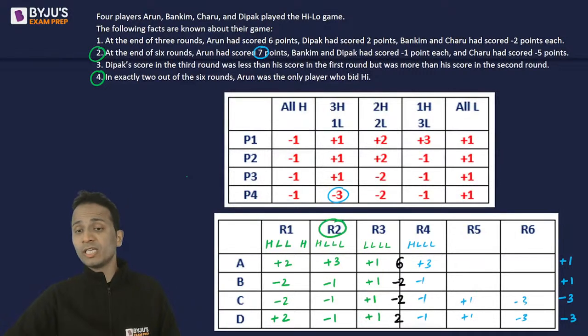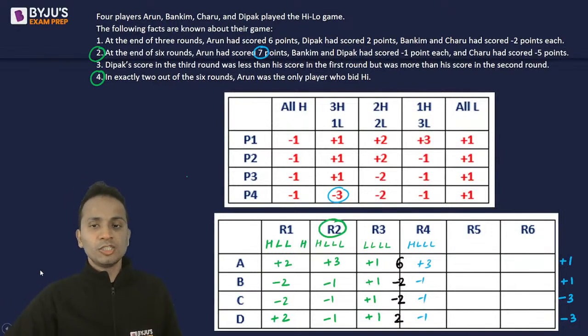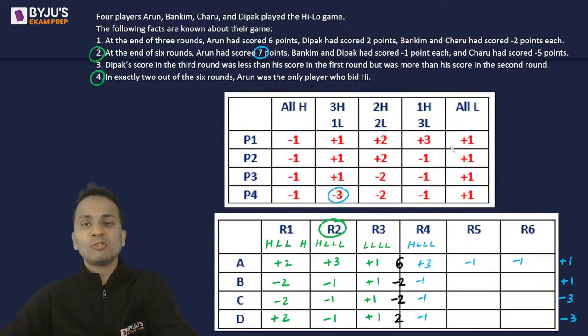So in round 6, there will be 2 players who will get -3, but 2 players cannot get -3 simultaneously. So this possibility is out. Okay. So Arun can have -1 and -1. So after +3, his next score can only be -1 to get a net score of +1.